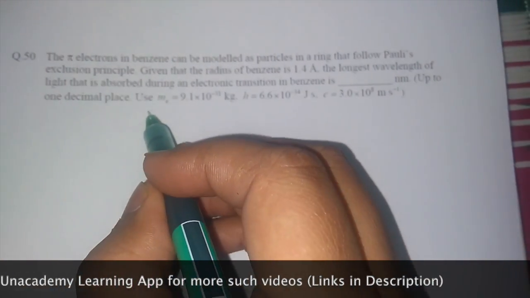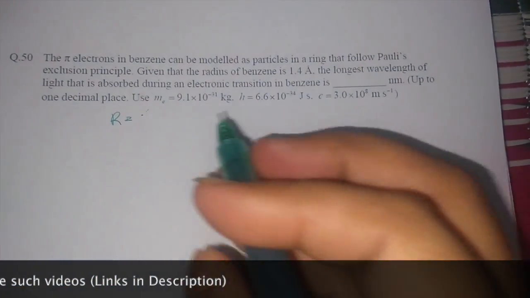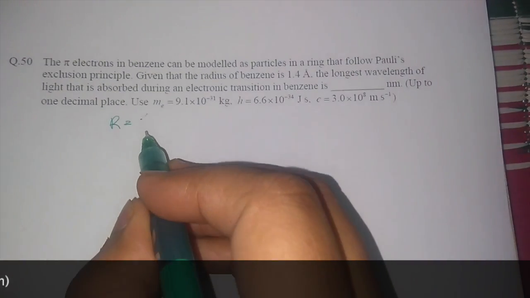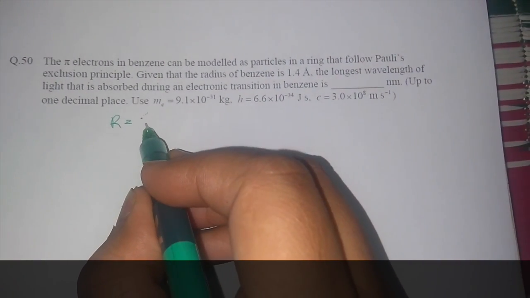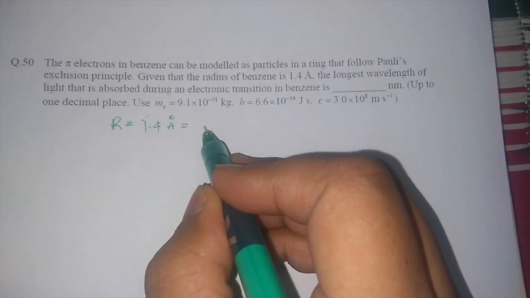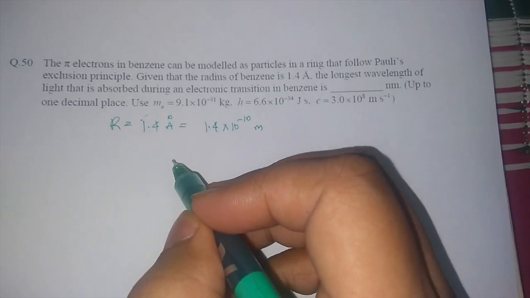Now I'm not going to write all of these things, but the radius given to you in the question is 1.4 angstrom. So basically that will be 1.4 into 10 to the power minus 10 meter. You have to convert that into meter, right?